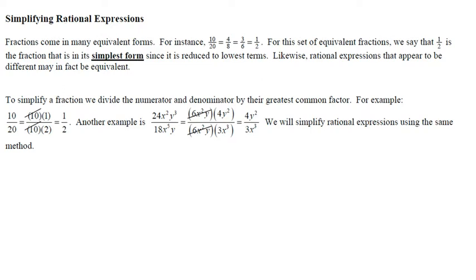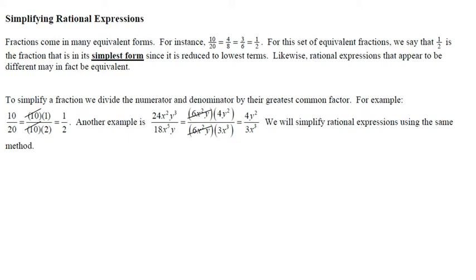All right, fractions come in many equivalent forms. 10 over 20 is the same as 4 over 8, or 3 over 6, or 5 over 10, or 1 over 2. For this set of equivalent fractions, we say that 1 over 2 is the fraction in its simplest form, since it's reduced to lowest terms.